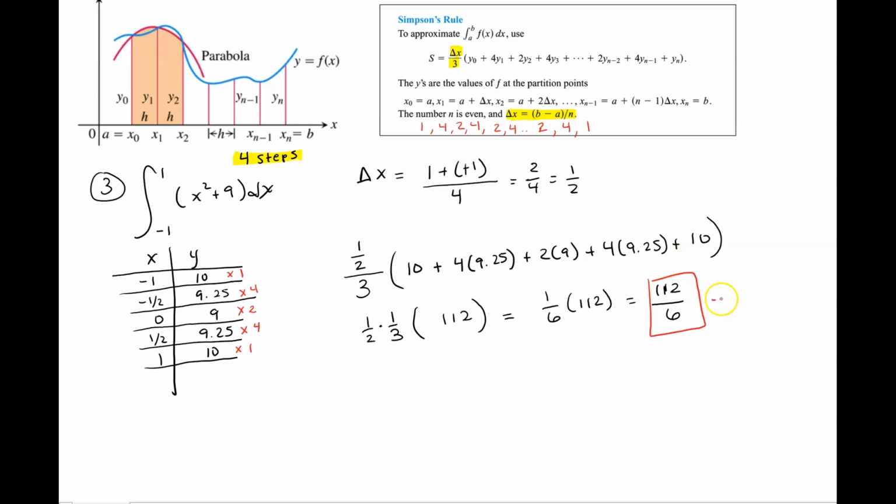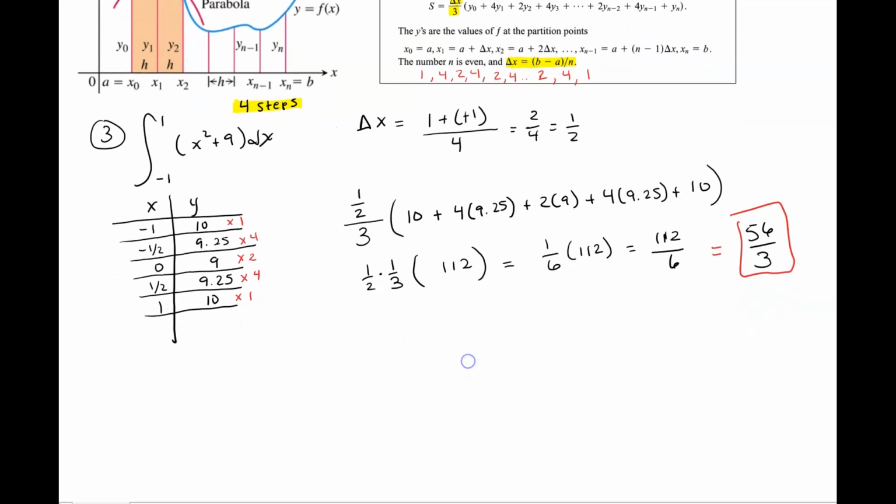All right, and actually, just to note, this can be reduced. So you actually get 56 out of 3. So that really is the correct answer because you do have to reduce. I'm sorry about that, I just thought about it. I said, wait a second, they're both even. All right, so 56 out of 3 is the final answer there.